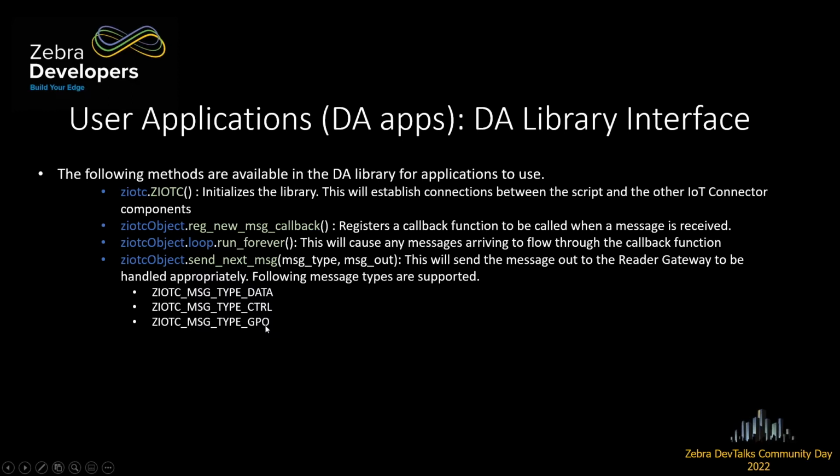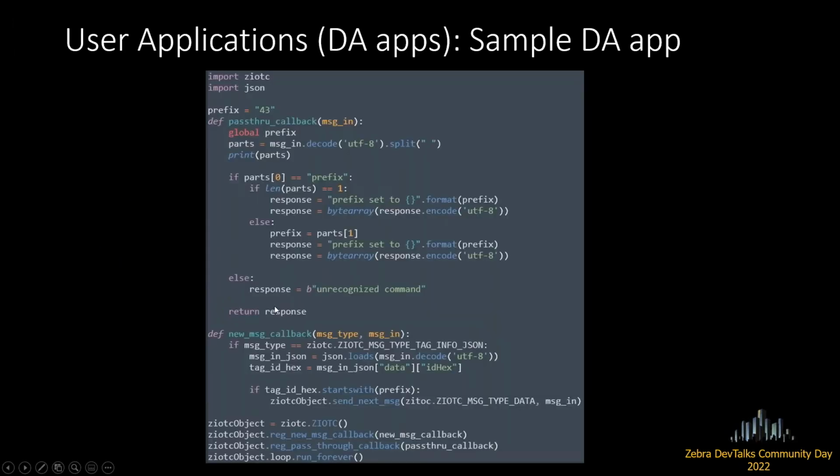And then the third type is the GPO event message type. When you send the GPO message type, it'll directly result in a GPO being controlled on the reader itself. This type of message is not sent out from the reader. So those are the 3 message types.